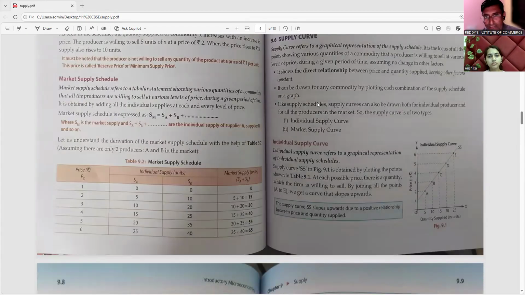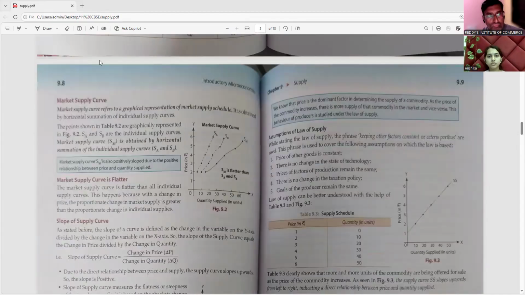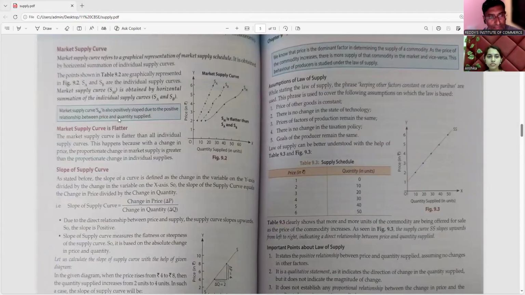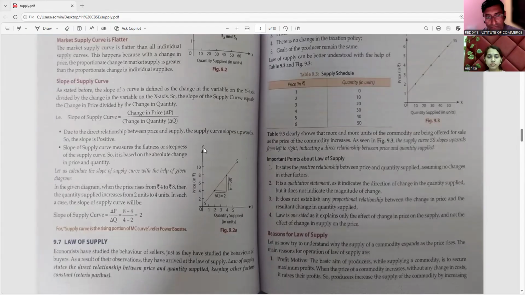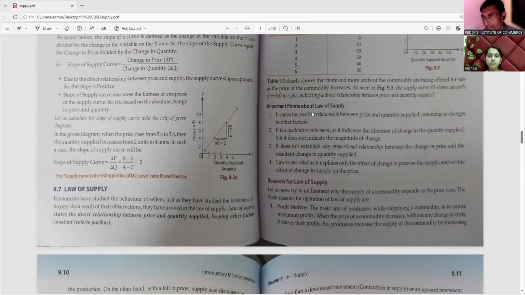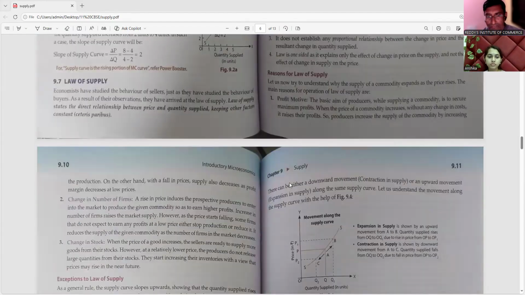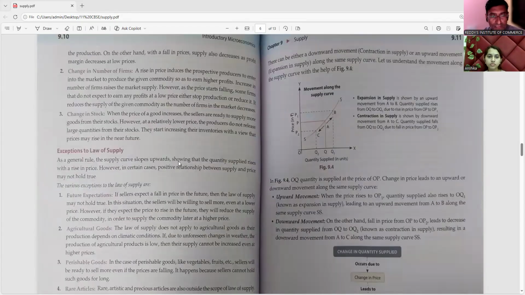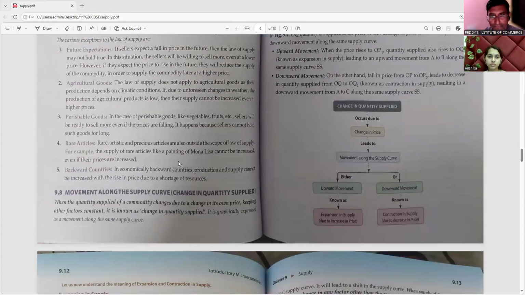So we have covered today the supply curve, market supply curve, slope, the supply curve, then the law of supply, the important points and reasons of the law of supply, exceptions, assumptions, each and everything we have covered today, right?